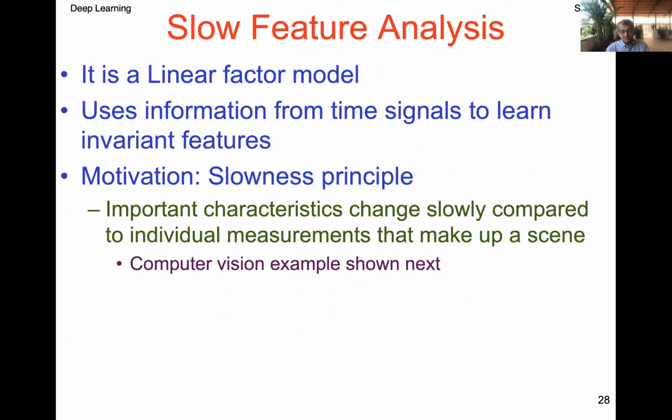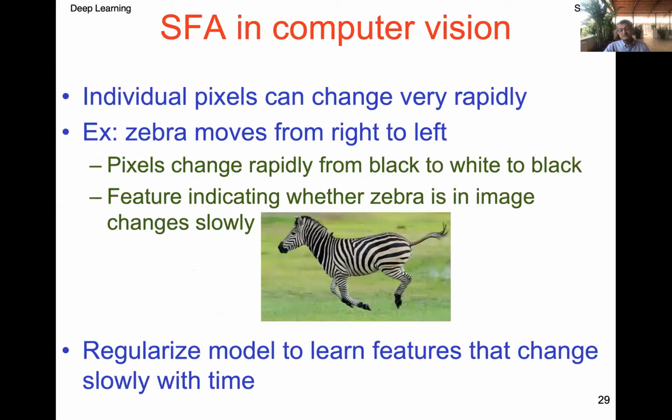Slow feature analysis is another topic. And this is again a linear factor model. And this is an example showing a zebra in a video. It is running from right to left, I suppose.